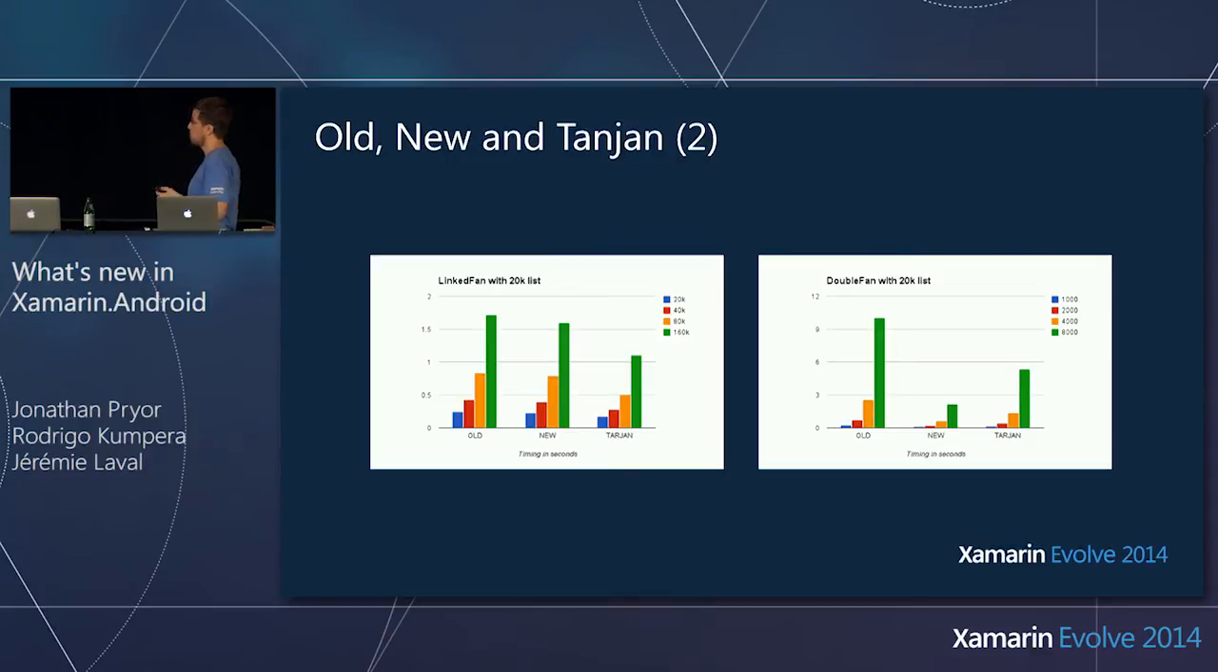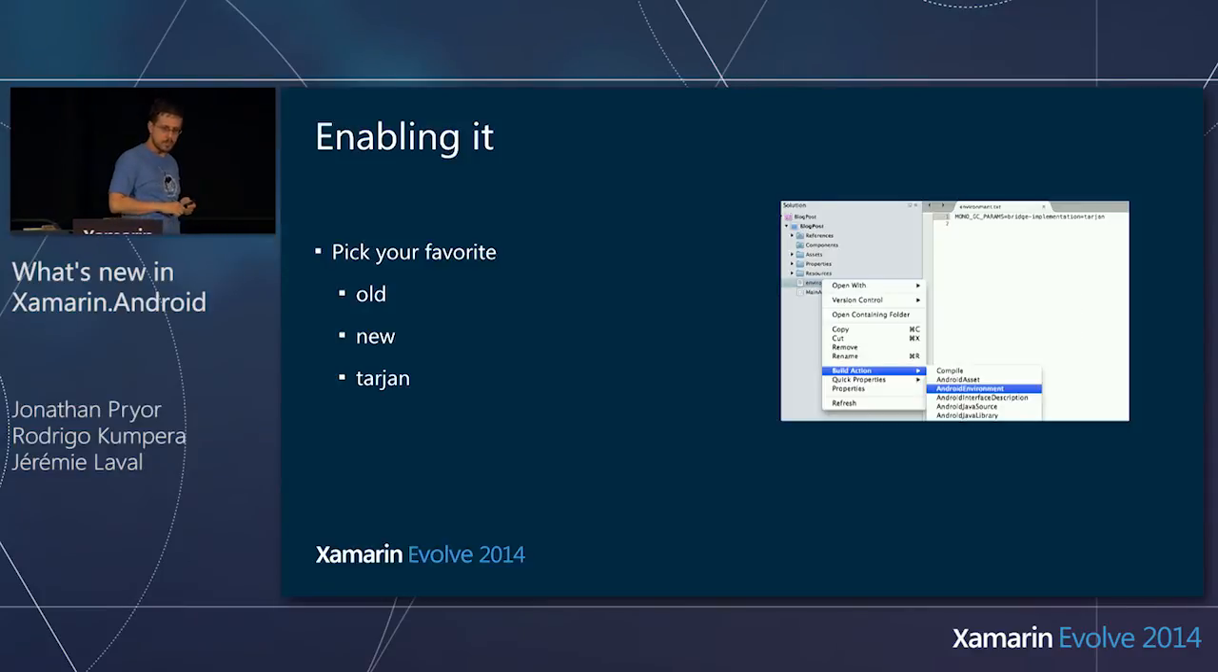And well, I guess right now you're asking, so how do I enable it? First thing you do is you pick your project, and you add a file called environment, and you set the build action to AndroidEnvironment, in which you then set the environment property. We have great documentation on this. It's called MONO_GC_PARAMS, and it equals bridge-implementation equals old, new, or tarjan, which begs the question, why the hell do we use so many environment properties, right?